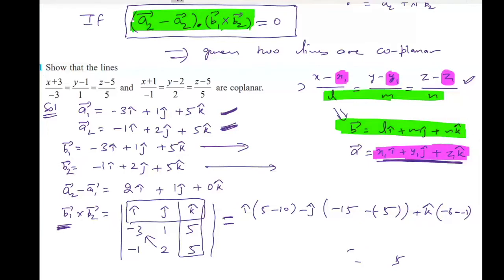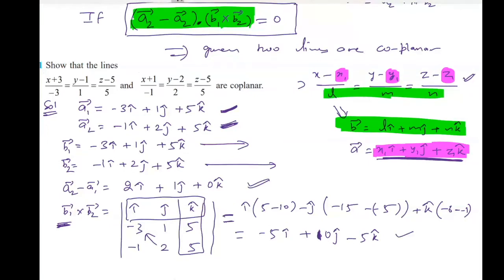If you have any kind of doubt, please let me know. So this is nothing but minus 5 i cap, plus 10 j cap, and this is nothing but minus 5 k cap. So this is B1 cross B2 and this is A2 minus A1. So we need to just take their dot product. See, this is the condition. We need to find their dot product.